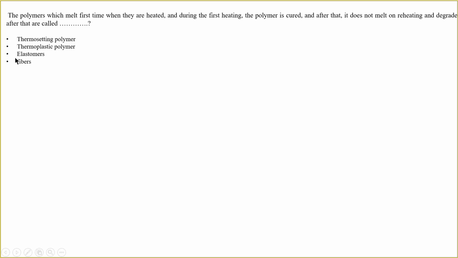Elastomers: one classic example is your natural rubber, neoprene, isoprene, or something like that. These butadiene styrene rubbers are elastomers, as in they have elastic property. Their elastic properties are very dominant. That's why they're called elastomers. And then you have fibers, just normal fibers. So the correct answer for this question is thermosetting polymers.